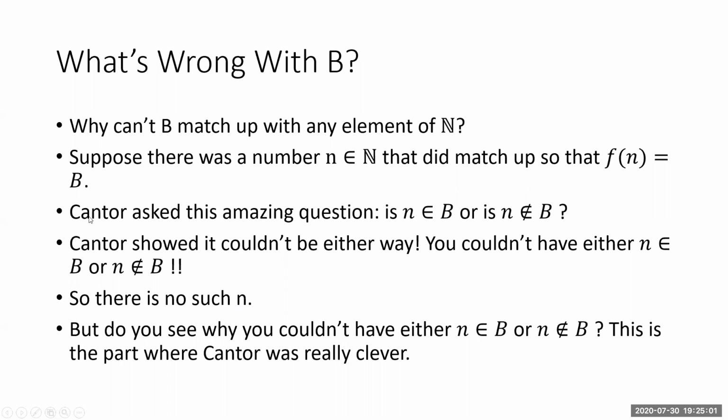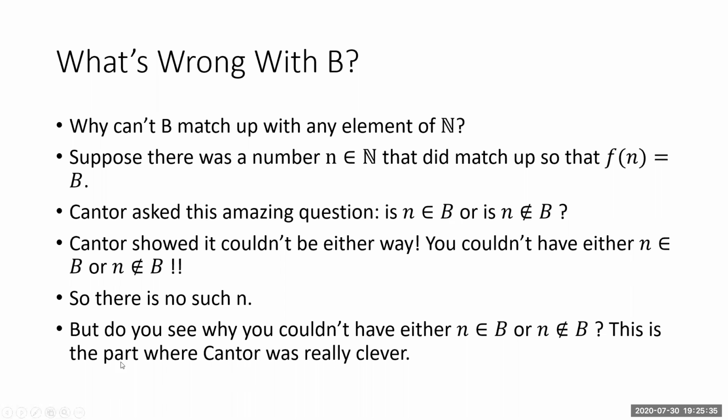Cantor asked this amazing question: is n an element of B or is it not? Cantor showed it couldn't be either way. You couldn't have n as an element of B, or n not an element of B. Either way, you get a contradiction. So there's no such n. If f was a surjective function, there would have to be such an n, but there's no such n. So f's not surjective.